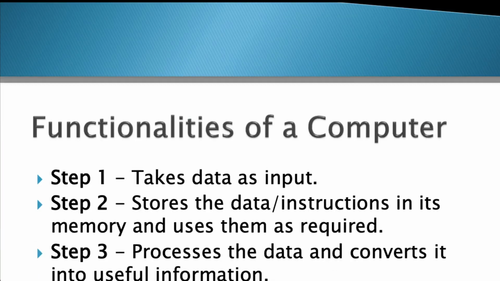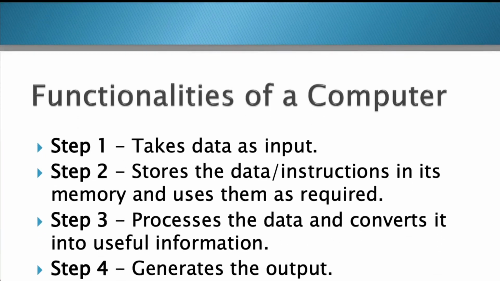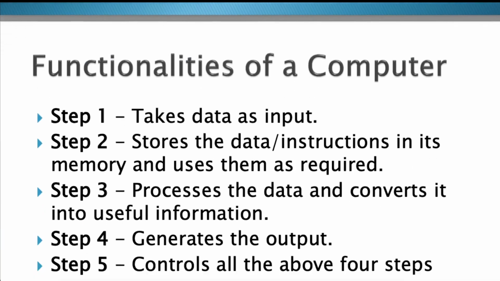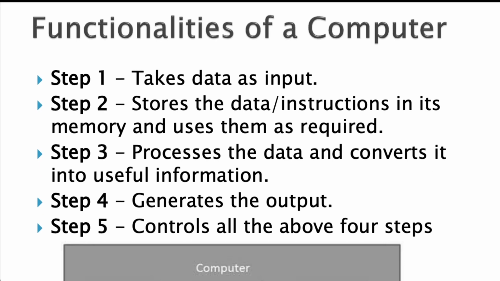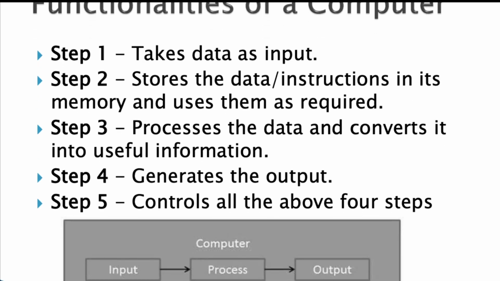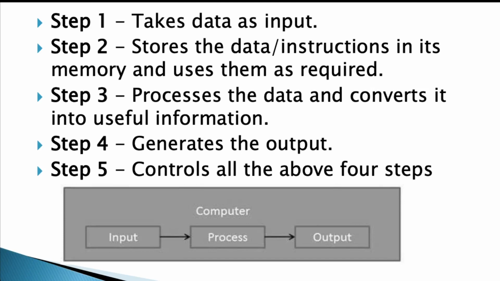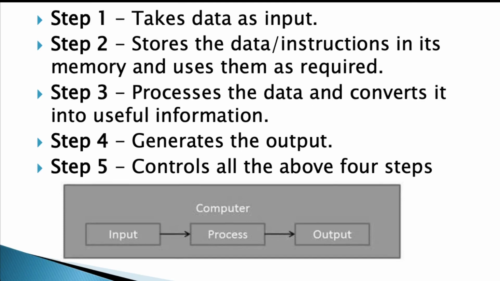So, we start with the functionalities of a computer. If you look at the functionalities of what a computer can do, a computer would take data as input, it stores the data or instructions in its memory, processes the data, generates the output, and the first four steps would be iterated over and over again. If you look at the block diagram, it very clearly says input, process, and output.